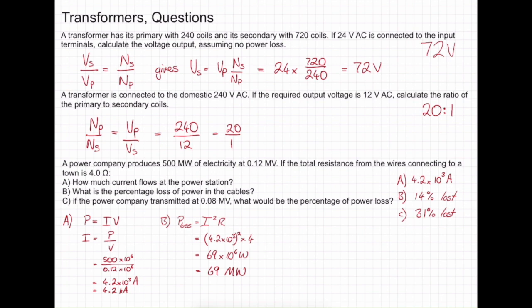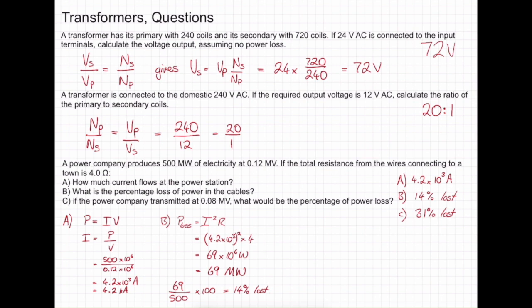However, the question asks for a percentage, so we need to figure out what percentage of our original production is lost. So we just do 69 divided by 500 times 100. And this gives us 14% as lost power. Now on to part C. If the power company transmitted at 0.08 megavolts, what would be the percentage of power loss?